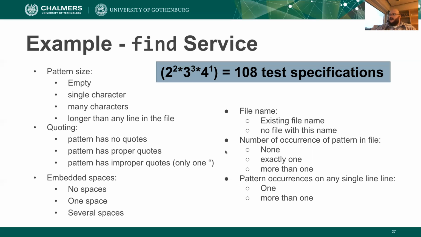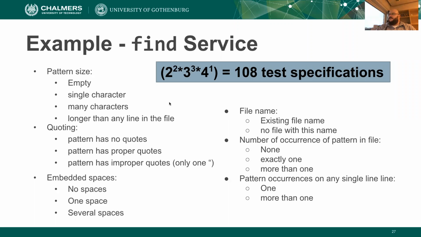Is the pattern in the file? How many times is the pattern found in the file? None, exactly once, more than once. And can the pattern be found more than once in any single line? Because maybe that's going to cause something to go wrong. And we'll say no more than one time on any single line, or maybe there's lines with more than one occurrence of that pattern. Right, so 6 things we can control.